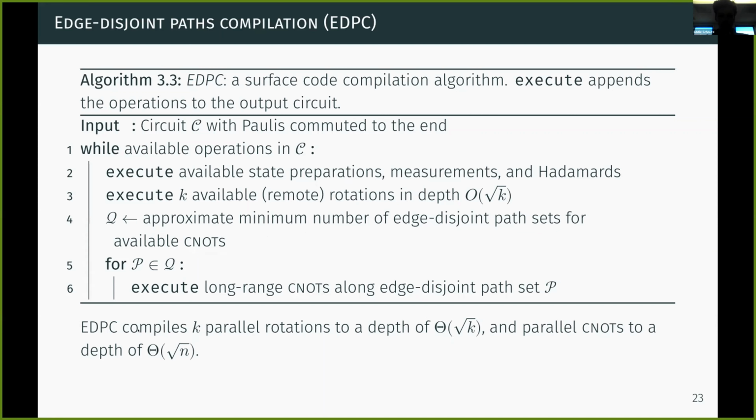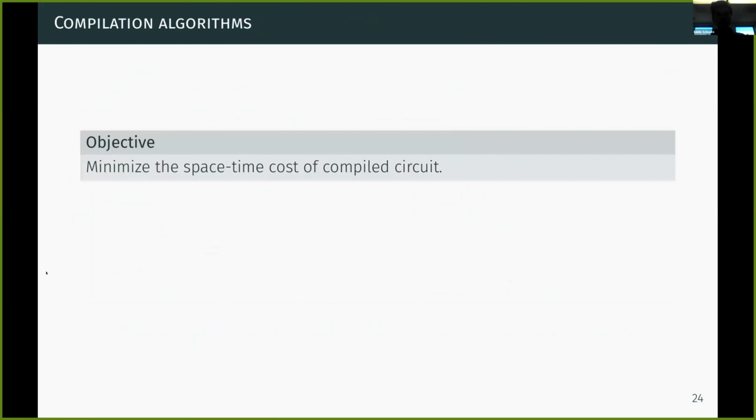So just in summary, EDPC will therefore compile k parallel rotations to a depth of theta square root k, because we have an upper bound of square root k and a lower bound of square root k, and a set of parallel CNOTs to a depth of theta square root n.